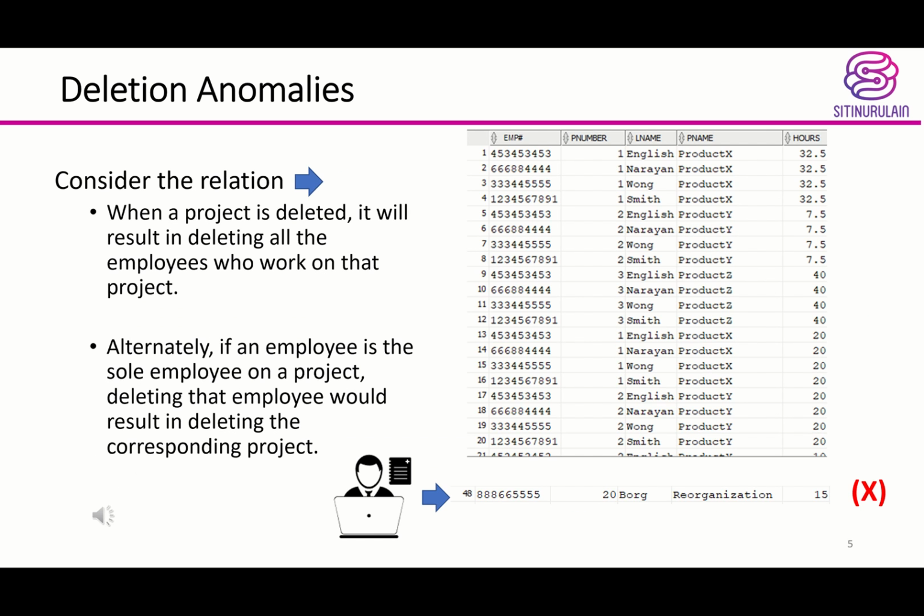This is an example of the situation that happens in deletion anomalies. Consider the relation as shown in the slide. When a project is deleted, it will result in deleting all the employees who work on that project. Ultimately, if an employee is the sole employee on a project, deleting that employee would result in deleting the corresponding project.